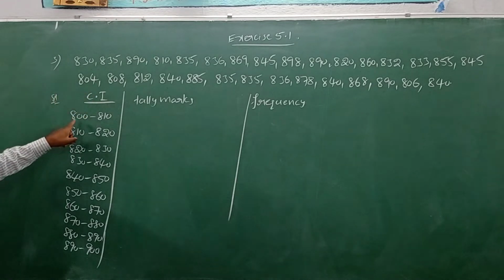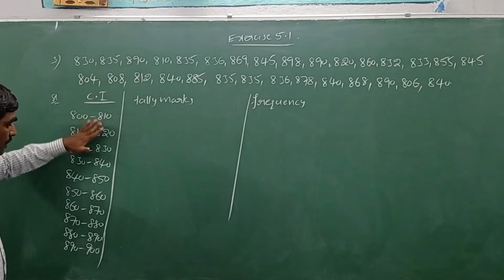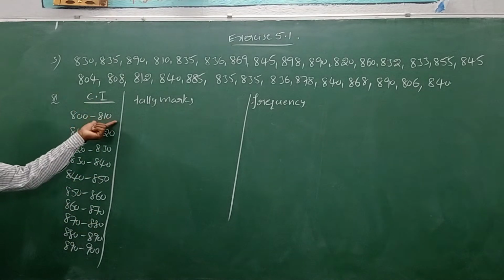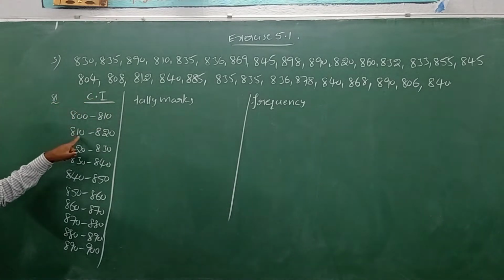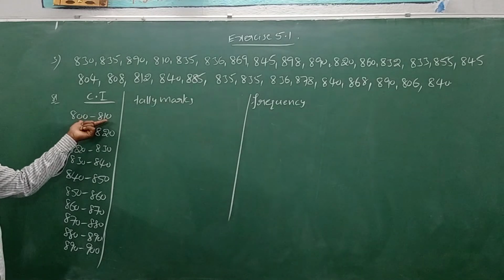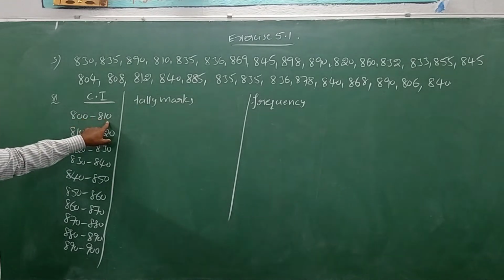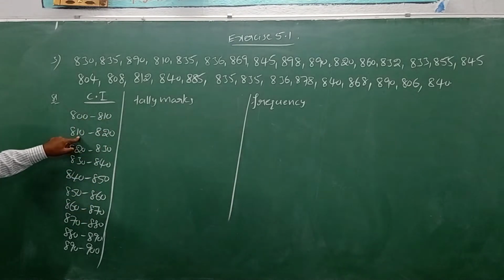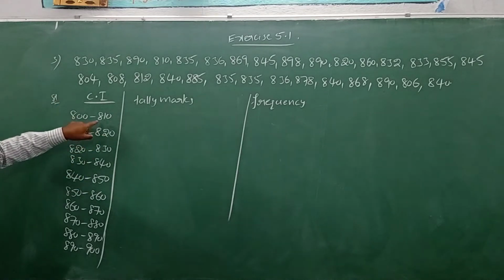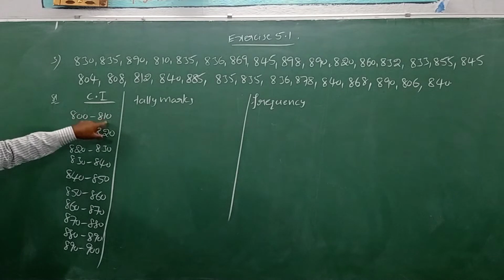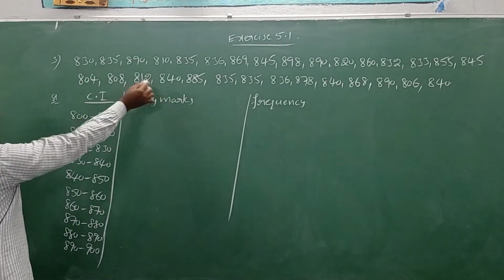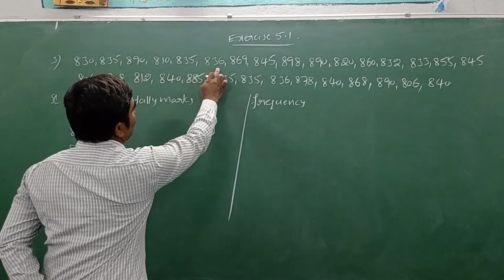800 to 810, lower limit, upper limit. As I told you, in the continuous class interval, the upper limit is not included in the same class interval. The upper limit is included in the next class's lower limit. So in the first class interval, we will take the values from 800 to 809. The second class interval will take the values from 810 to 819. Let us count how many observations are falling in this class interval.